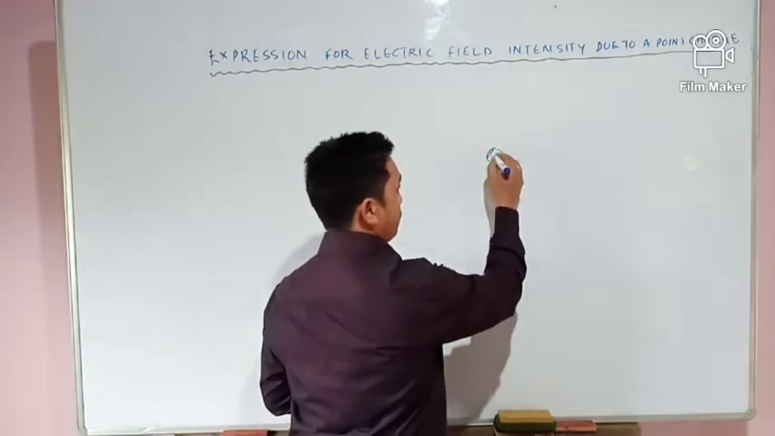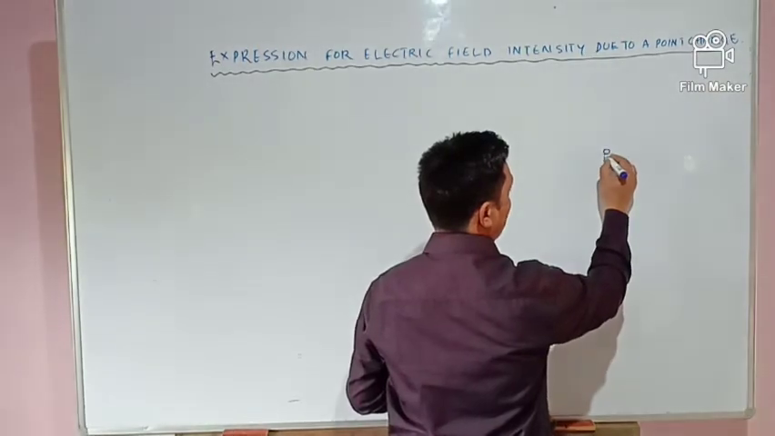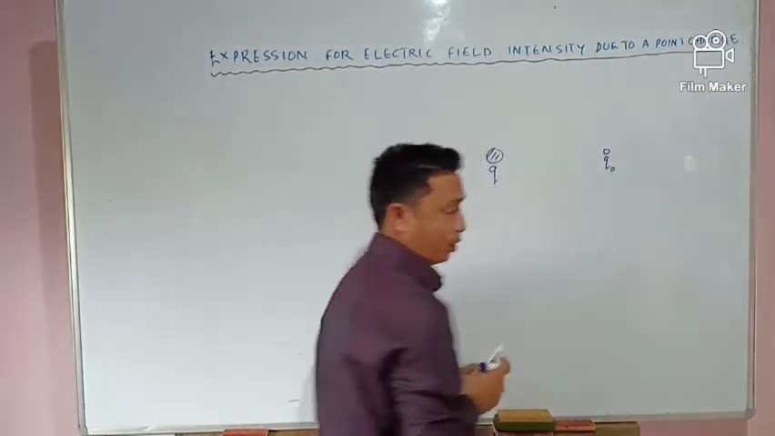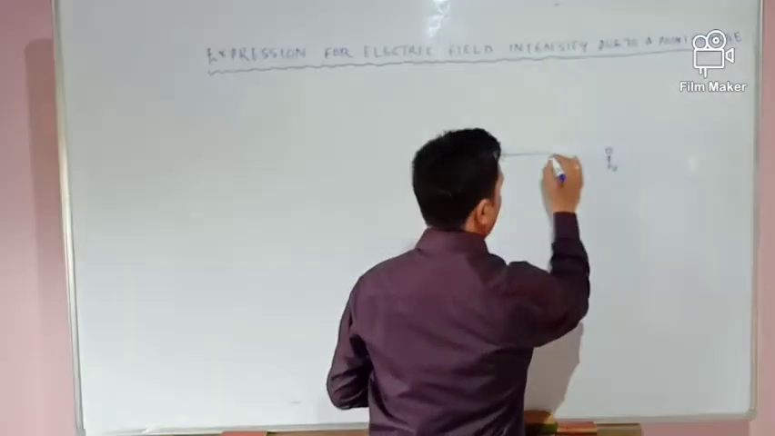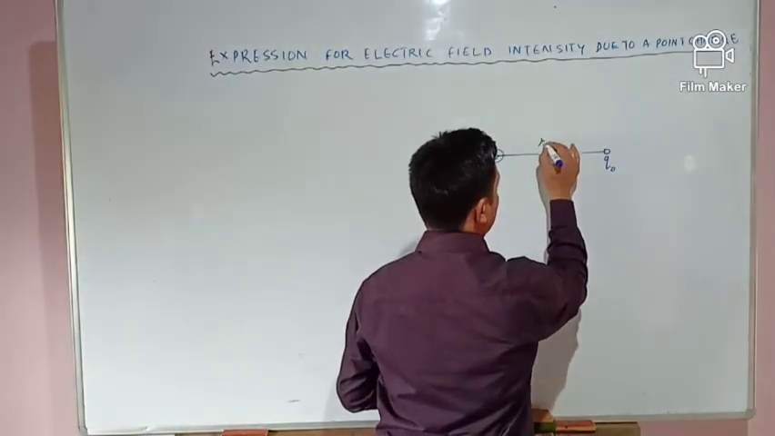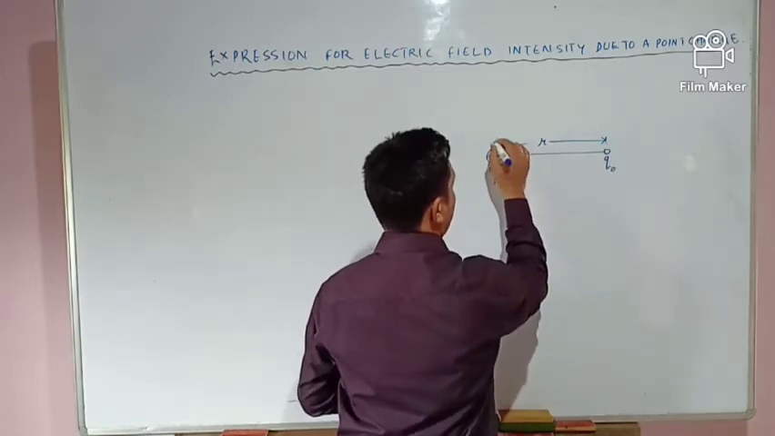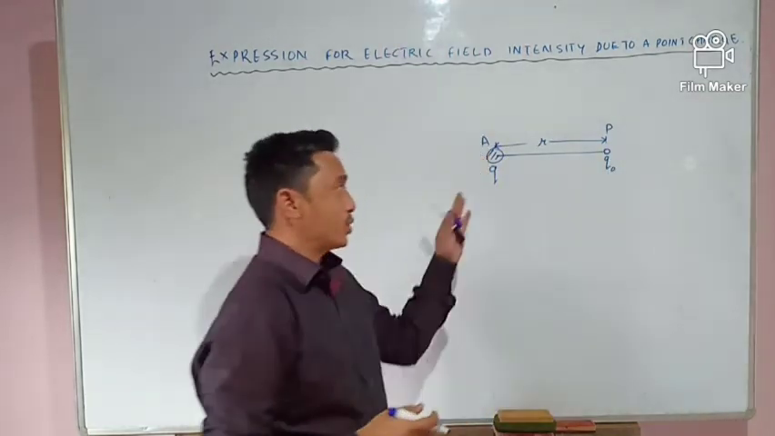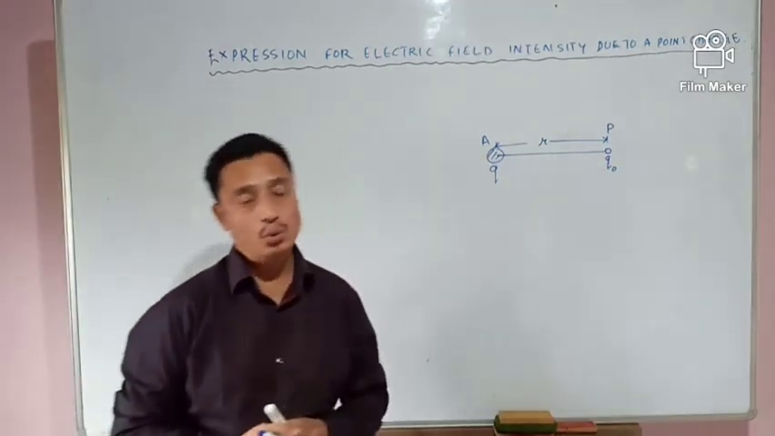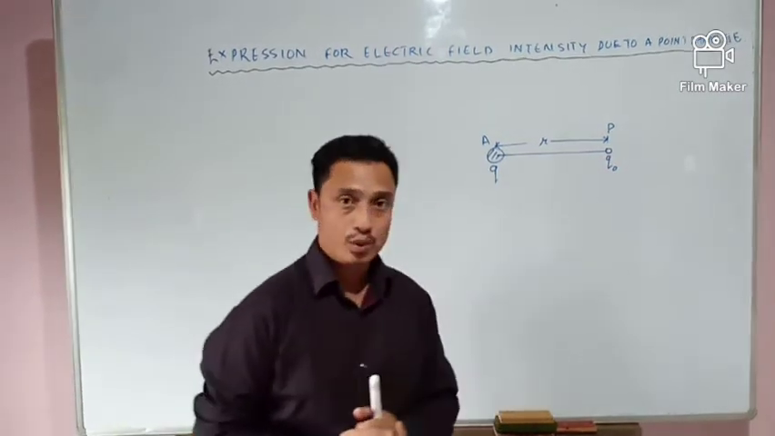Okay, source charge Q. Now let us consider a unit positive test charge Q naught at this point, which is at a distance of R from the source charge. Let this be the position A and this be the position P, which is at a distance R from the source charge. So we have to find the electric field intensity at point P.